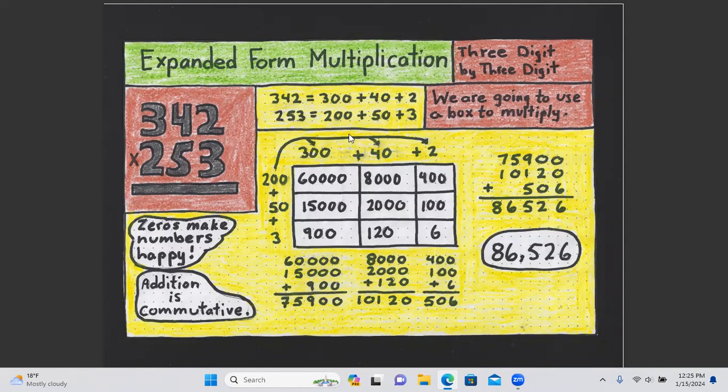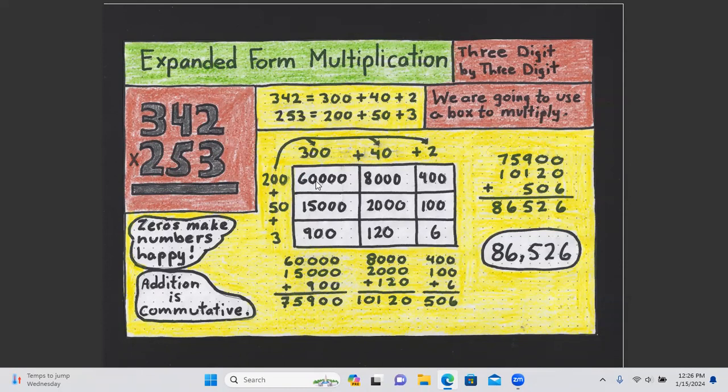And we're going to use these expanded forms to replace the standard form of these numbers. And we're going to make a box to multiply. So we have 300 plus 40 plus 2 on top, 200 plus 50 plus 3 on the side. Let's distribute the 200 to the 300, to the 40, and to the 2. When we multiply 200 times 300, all we have to do is multiply the 2 and the 3 together to get 6. Then we add the 2 zeros here and the 2 zeros here, right behind the 6 to make 60,000.